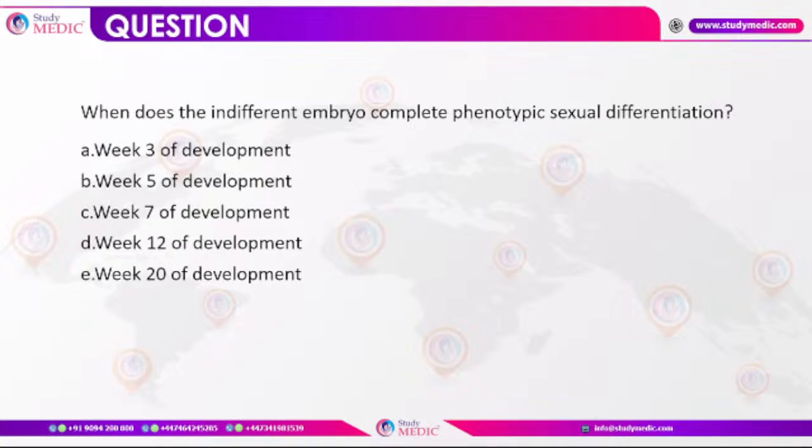When does the indifferent embryo complete the phenotypic sexual differentiation? So I had purposefully put this question here because we need to understand there's a difference between the phenotypic sexual differentiation and the genotypic sexual differentiation. So phenotypic, let's look at the options. Week 3, week 5, week 7, week 12, or week 20.